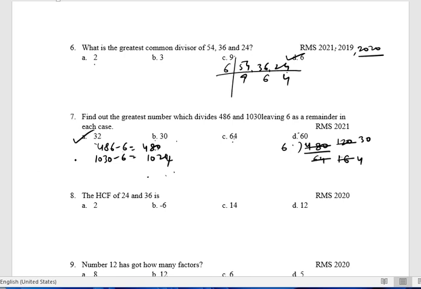You can go this way also. And in this way, the options given to you will help. So you can solve this way also.